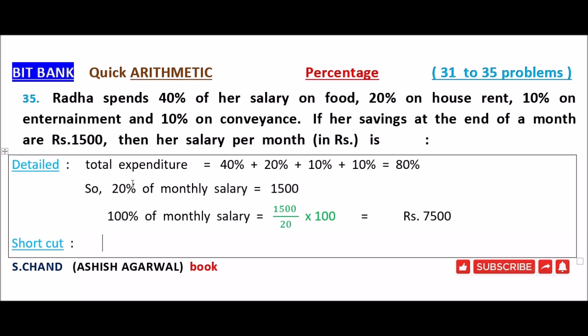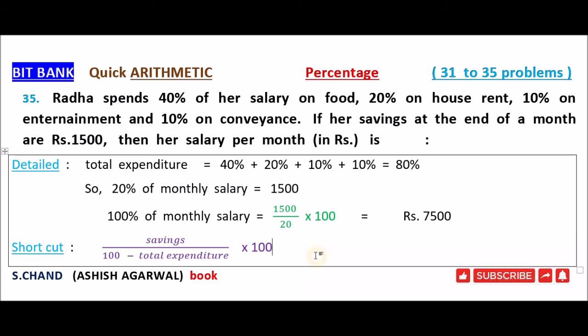Now shortcut. So total salary per month of Radha is equal to savings divided by 100 minus total expenditure into 100. So here savings is 1500 divided by 100 minus total expenditure. 100 minus 80, that is 20, into 100. So 1500 divided by 20 into 100 is equal to 7,500 rupees. This is the monthly salary of Radha.